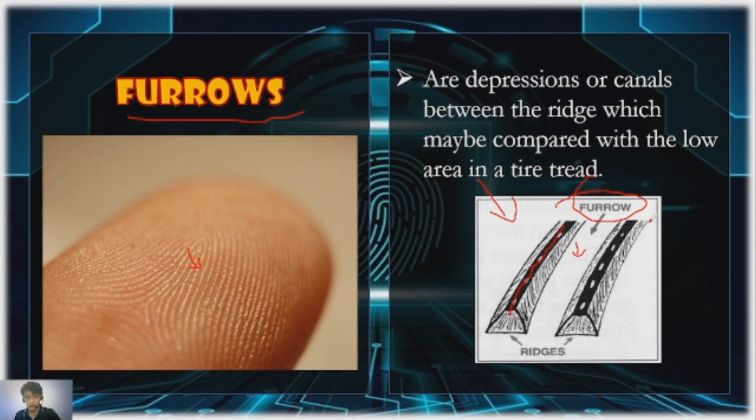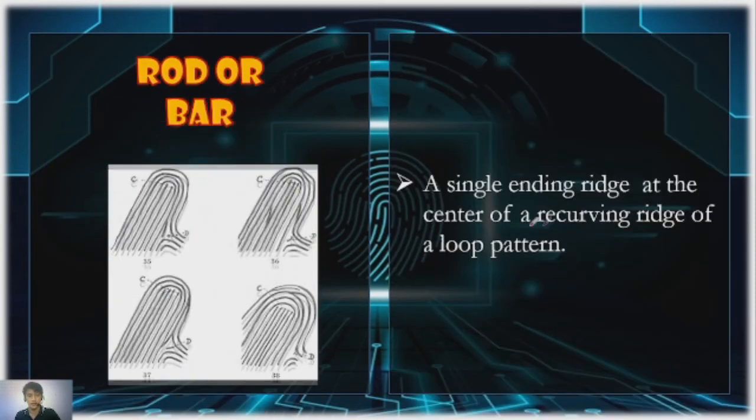Now we have here the rod or bar, as I've said a while ago. These are the ones that form a straight ridge formation, usually at the center of the pattern. It can be a single bar, a double rod, a triple, and so on. Usually in a loop pattern, we can find a rod or a bar.